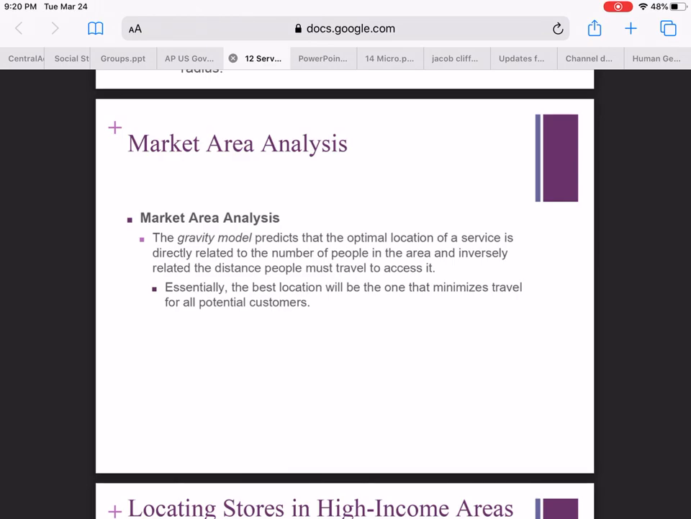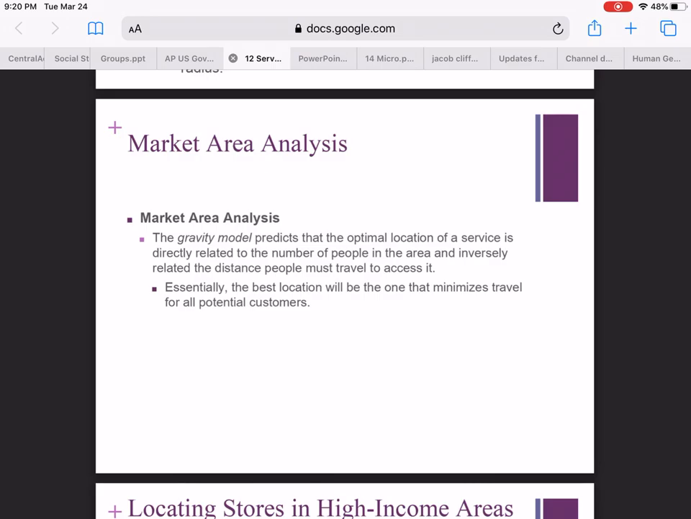So the gravity model basically says that the optimal location is directly related to the number of people. If you remember back to your math classes, direct relationship means that the more desirable something is, the more people, so they're going in the same direction. And it's inversely related to the distance people have to travel to access it, meaning the more desirable it is, the fewer minutes you need to go to get there. So those two things work in the opposite direction. Essentially, the best location for anything is one that's going to minimize travel for all potential customers for whatever that business happens to be.